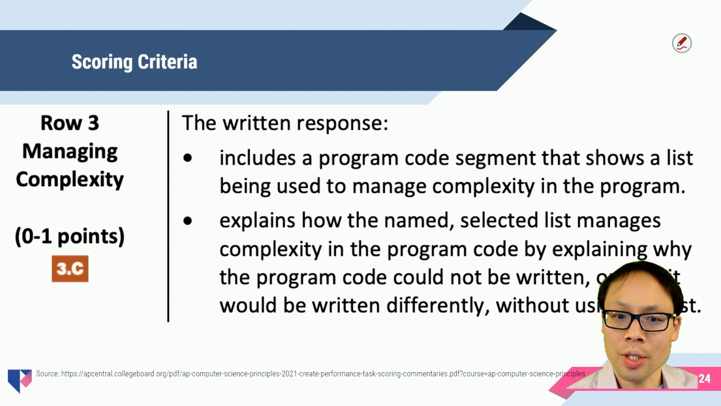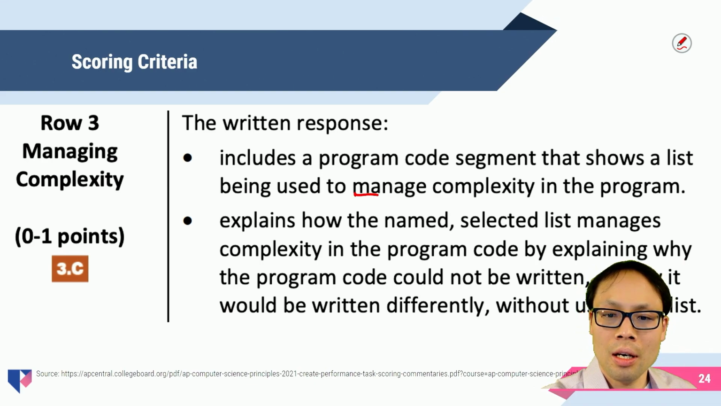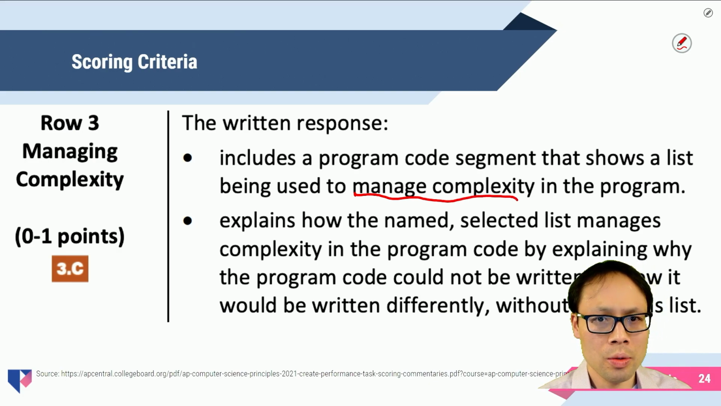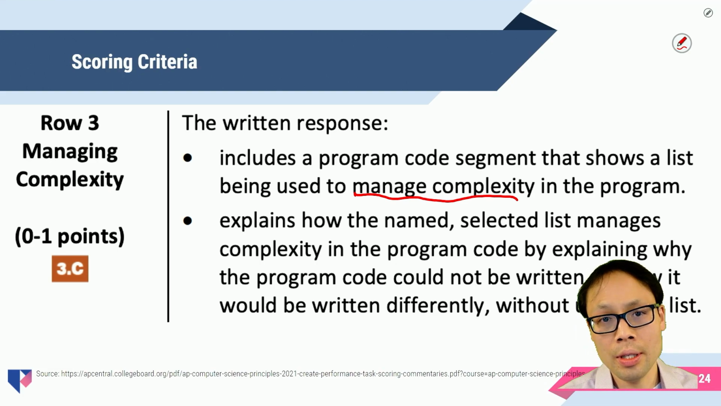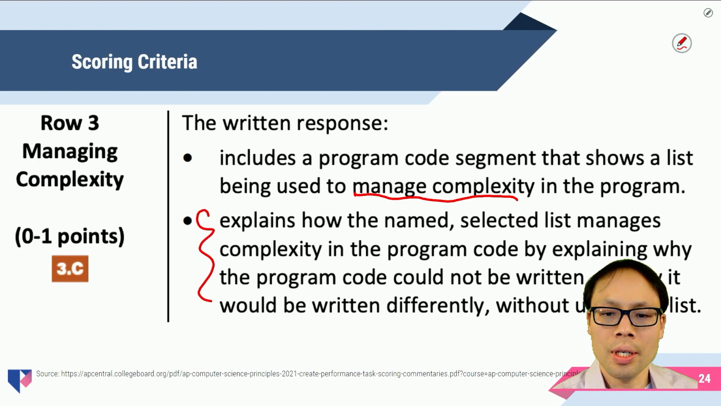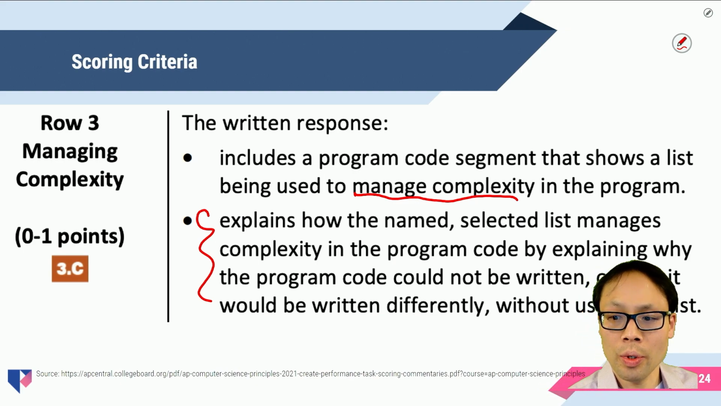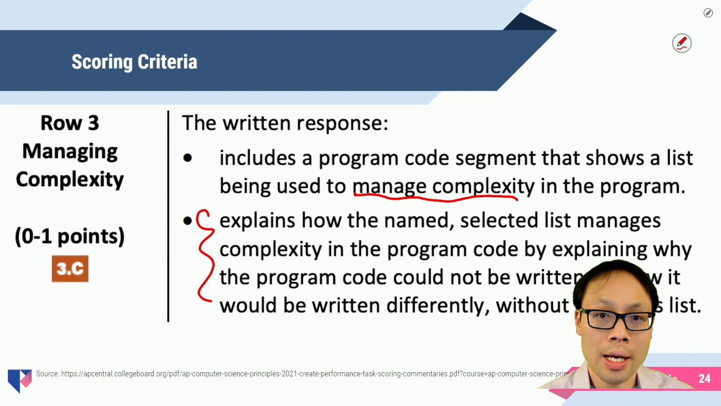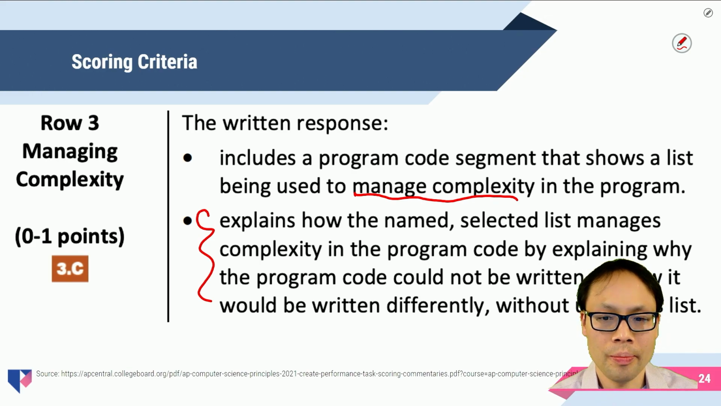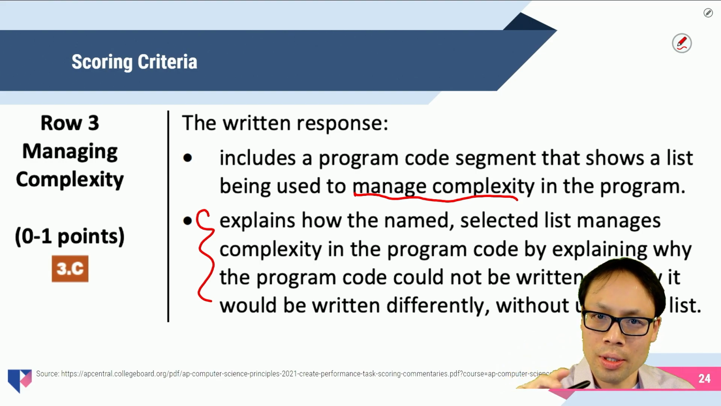So row 3 is managing complexity. The written response includes a program code segment that shows a list being used to manage the complexity of the program. So again, this goes back to what exactly is the purpose of this collection data type and how is it being used. And the second part here is explain how the named selected list manages complexity by explaining why the code could not be written or how it could be written differently without using that data structure. So again, now it's asking, very specific, why did you decide to use it this way?